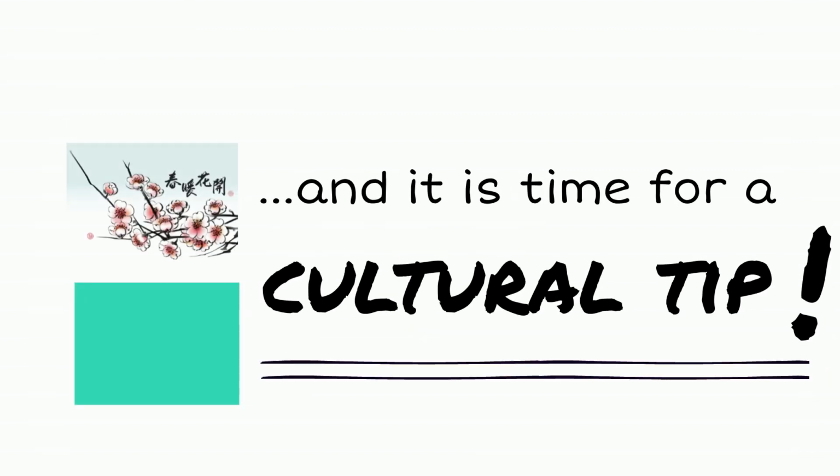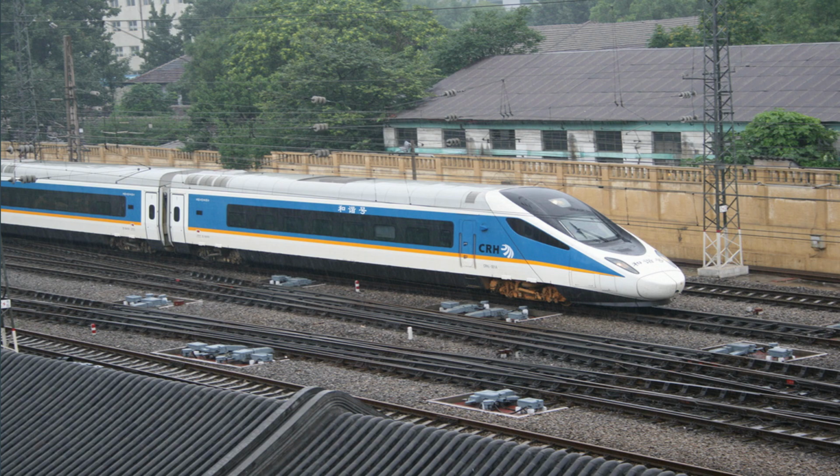Now it's time for a culture tip. 高速铁路, literally high-speed rail, which is often shortened to 高铁, has become an important way of transportation for many Chinese people. China's high-speed train network covers over 30,000 kilometers, connecting most provinces and cities in mainland China. The high-speed trains can reach speeds of 350 kilometers per hour, making travel faster and more convenient than ever before.